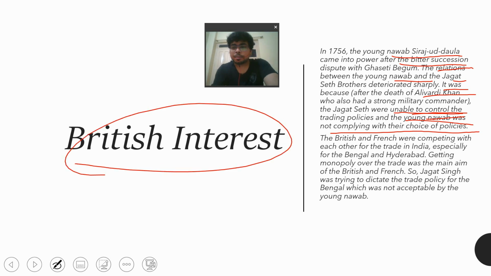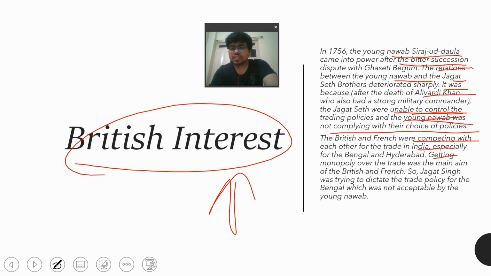How? The British and the French were competing with each other for trade in India, because trade with India was highly profitable. Even from long back, whatever products were sought from Europe were sold at more than 100% of the actual price. So the British and the French were competing for trade in India, especially for Bengal and Hyderabad. Bengal was the most prosperous state in that region.